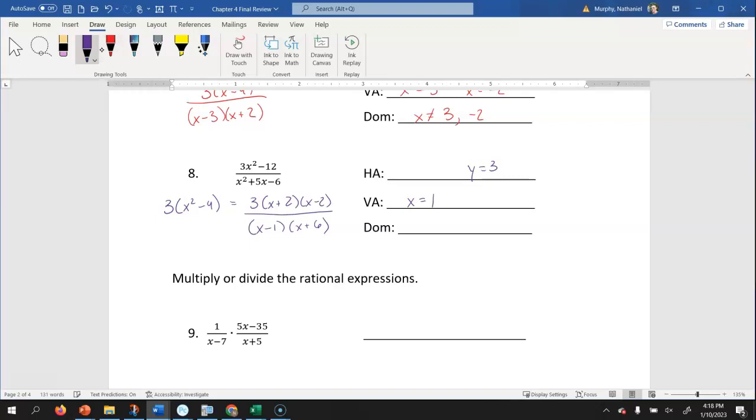So I set the first factor, x minus 1, equal to 0. I would add 1 to both sides to get x equals 1. For the other vertical asymptote, I would set x plus 6 equal to 0. Subtract 6 from both sides, so I get x equals -6. Those would be my two vertical asymptotes. For my domain, we would just say what x can't be. x can't be 1 or -6, but it can be everything else.